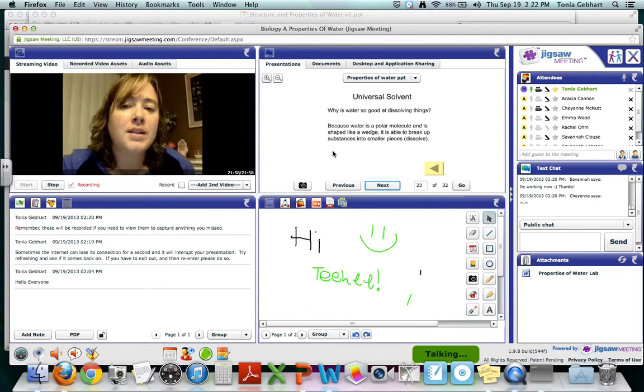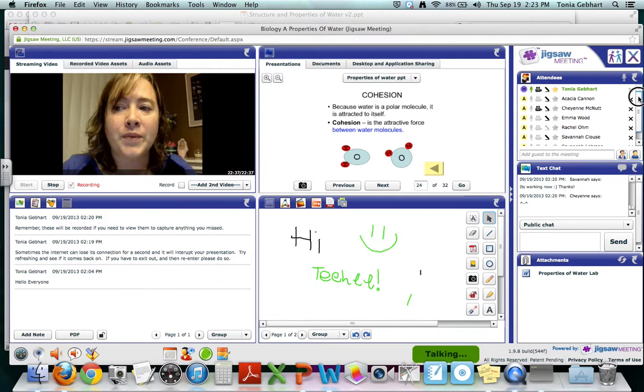So water is what we call the universal solvent, not only because it's polar, there are a lot of substances that are polar, but it has a wedge-like shape. It has oxygen at the corner, and then two prongs coming out that are the hydrogen atoms. So it creates a wedge. This wedge shape will get into the middle of other molecules and break up substances into smaller pieces. That's what's happening when something is being dissolved: it's breaking up into smaller pieces and being incorporated into the solvent, which in this case is water.